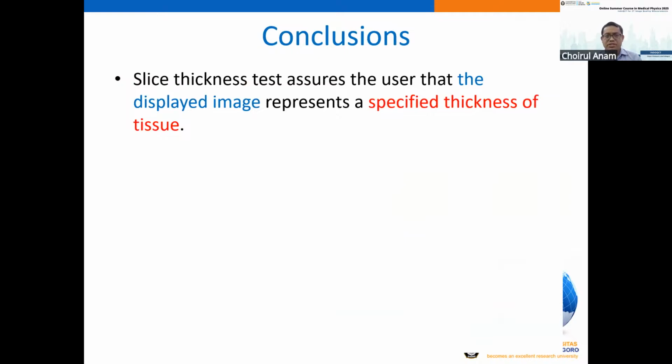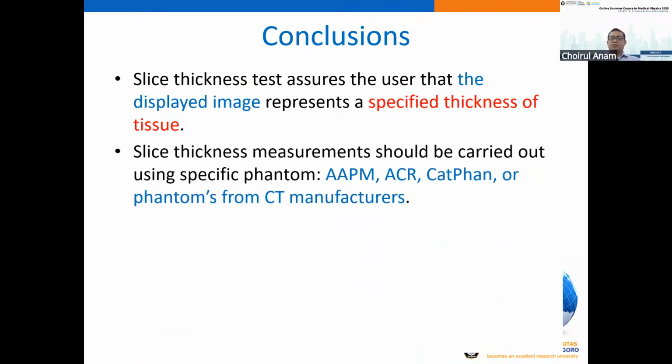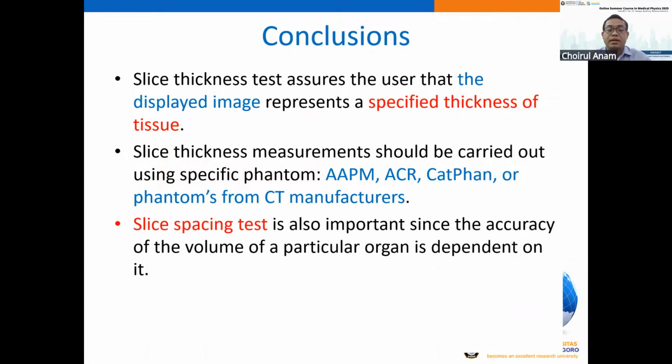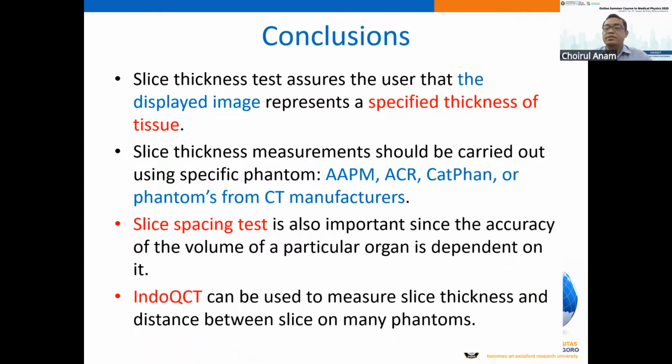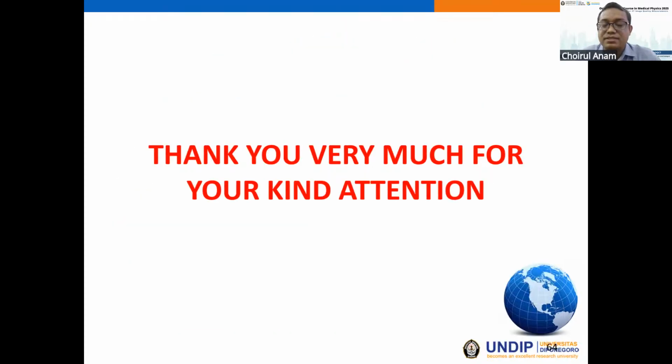Okay, we come to the conclusion. The slice thickness test assures the user that the displayed image represents the specified thickness. And slice thickness measurements should be carried out using specific phantoms such as AAPM phantom, CIRS phantom, CATPHAN phantom, and other phantoms. And slice spacing, it is very important also to be measured. And this parameter is also affecting the accuracy of the volume of interest. And by using the IndoQCT, we can measure parameters of the slice thickness, slice spacing, SPQI for different phantoms available in the market. Okay, I think this is all for me.